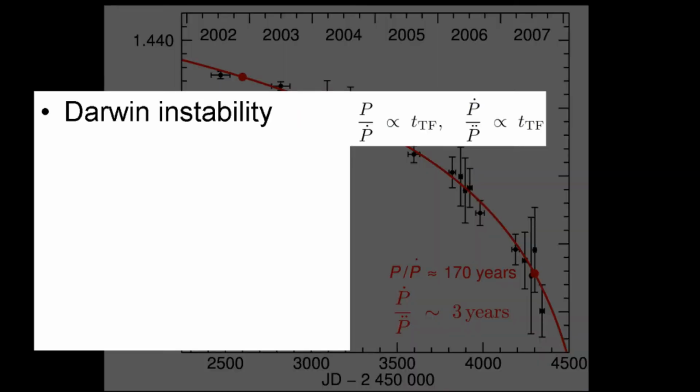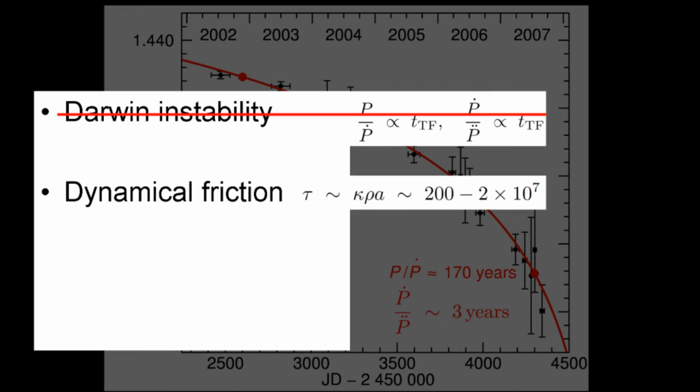It was suggested that the period decay is caused by the Darwin instability. The orbital evolution equations suggest that for any tidal process, first and second period derivatives change on the tidal friction timescale. Since the final first and second period derivatives are much shorter than the tidal friction timescale, the period decrease of V1309 Scorpii cannot be explained by any tidal process.